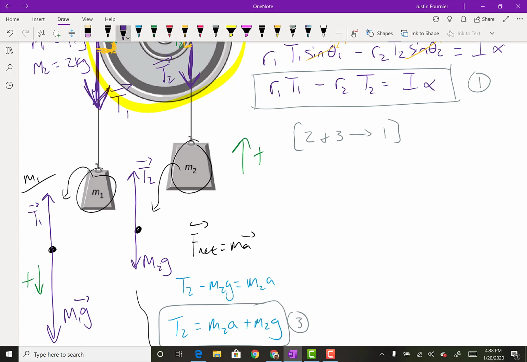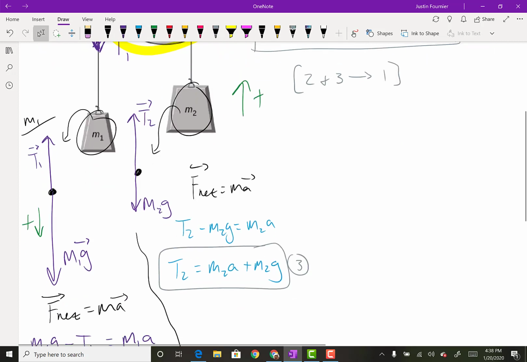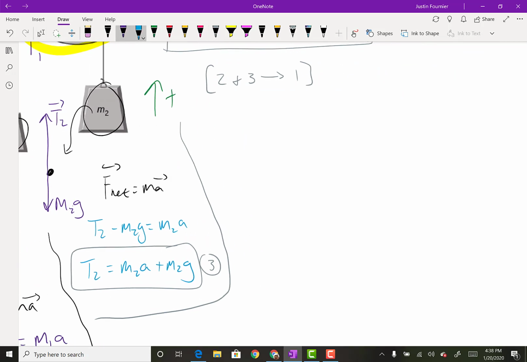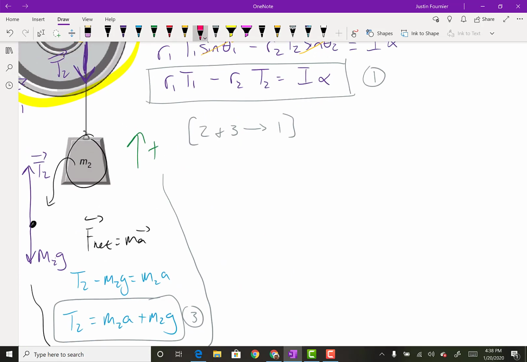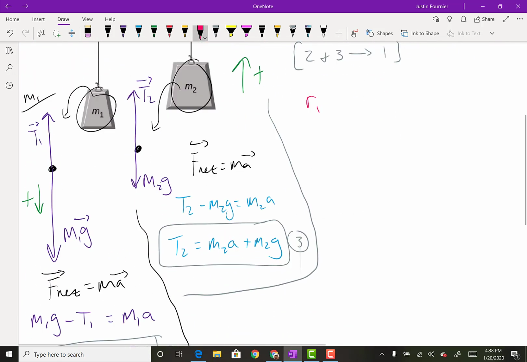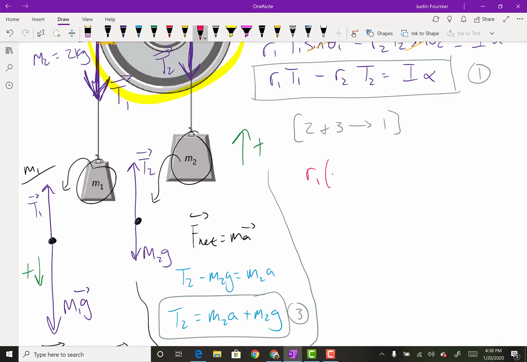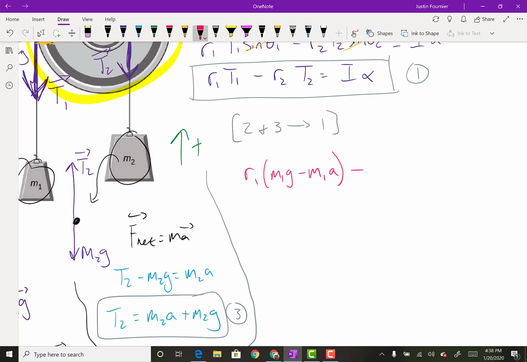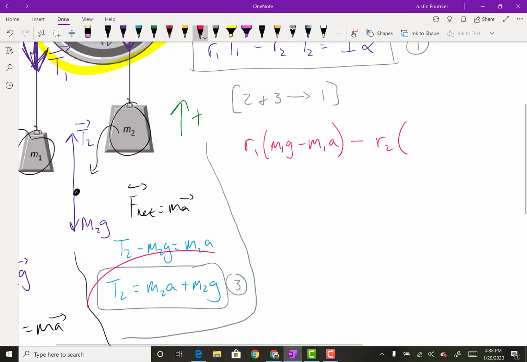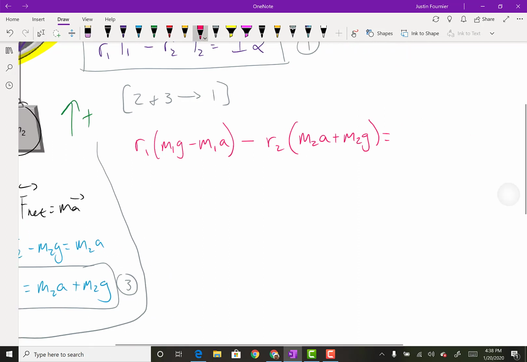That's going to give me R1, and then instead of T1, it's going to be M1G minus M1A. So that's M1G minus M1A, minus R2, and then instead of T2, I have M2A plus M2G, equals the moment of inertia times the angular acceleration. Again, that's what I'm solving for.